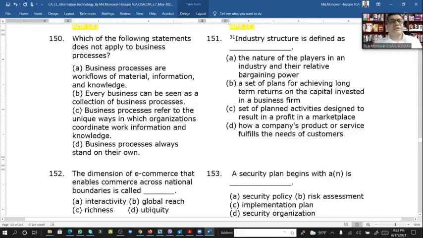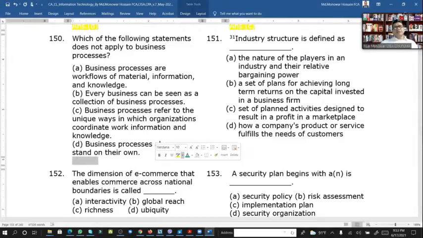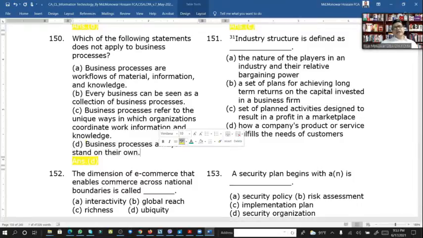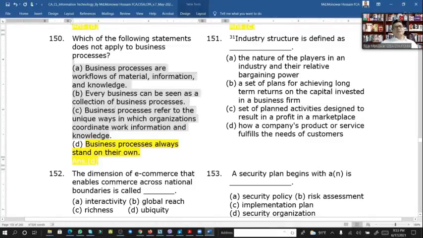Which of the following statements does not apply to business process? Here, 4 items: 3 are related, 1 does not apply to business process. So business processes always stand on their own. The answer is D, but the real answer is ABC, because business processes are workflows of material, information and knowledge. Every business can be seen as a collection of business processes. Business process refers to the unique ways in which organizations coordinate work, information and knowledge.